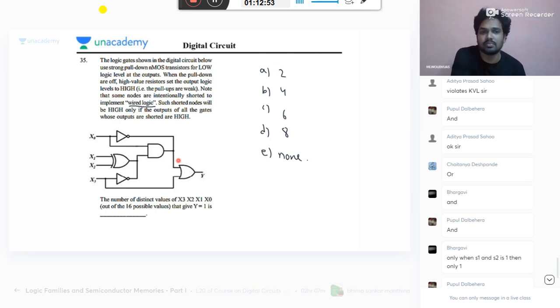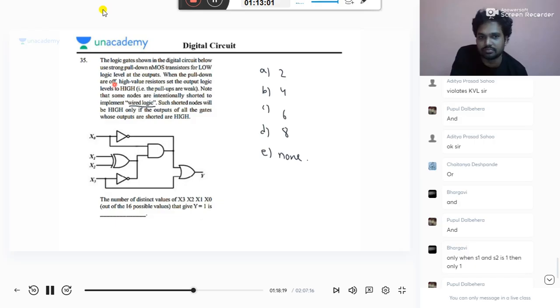It is a simple one step. You will get the solution. Logic gates shown in the digital circuit below using strong pull down at output. When the pull downs are off, the high value resistors are connected to the output, logic level is high. That is, pull ups are weak. Pull down is strong, pull up is weak. It doesn't have any effect in your solution. Note some nodes are intentionally shorted to implement wired logic.